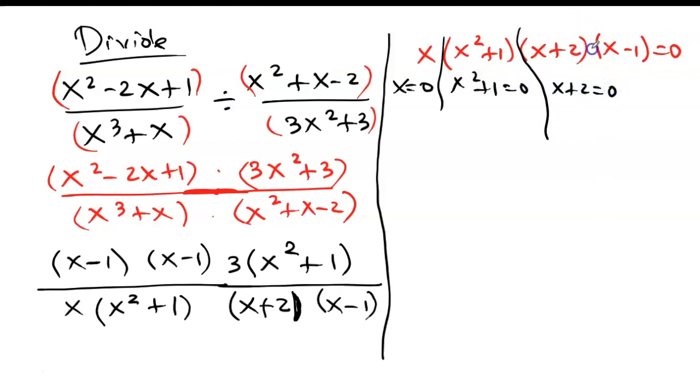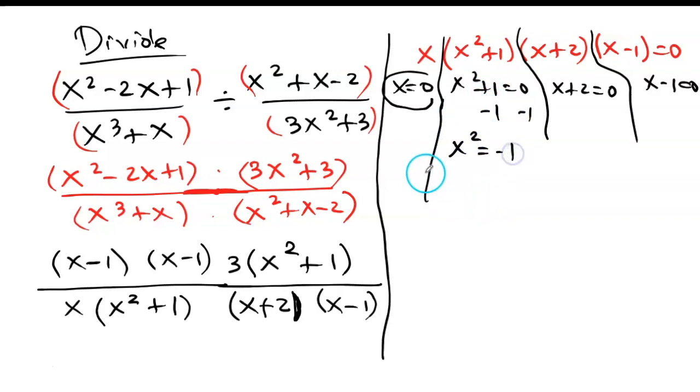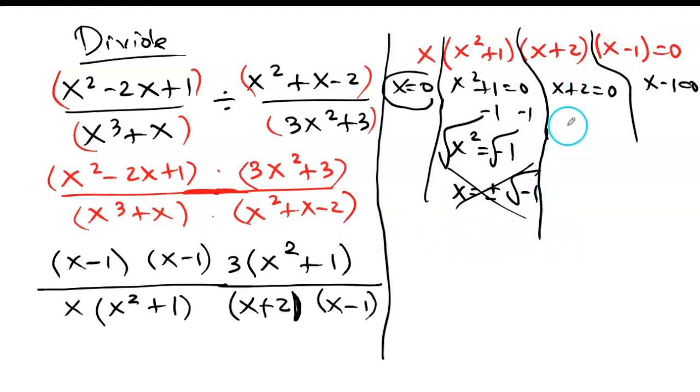X plus 2 equals 0. X minus 1 equals 0. Excellent. X equals 0. That's it, nothing we can do. X squared plus 1. So minus 1, minus 1. X squared equals negative 1. Square root. X equals plus or minus. Can I do the square root of negative 1? No, that's an imaginary number. Imaginary. Not part of my real numbers. Minus 2, minus 2. X equals negative 2.